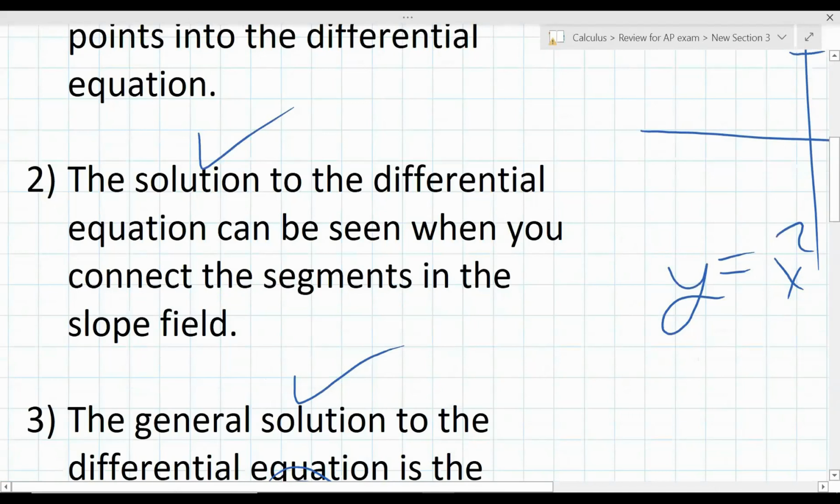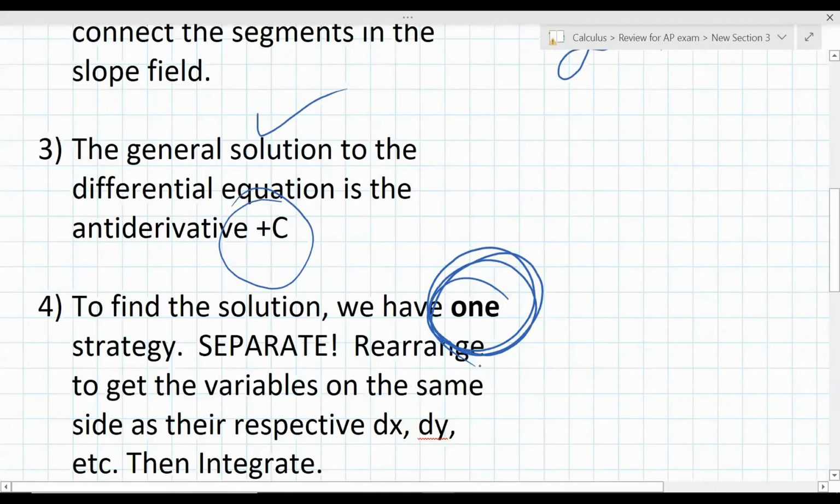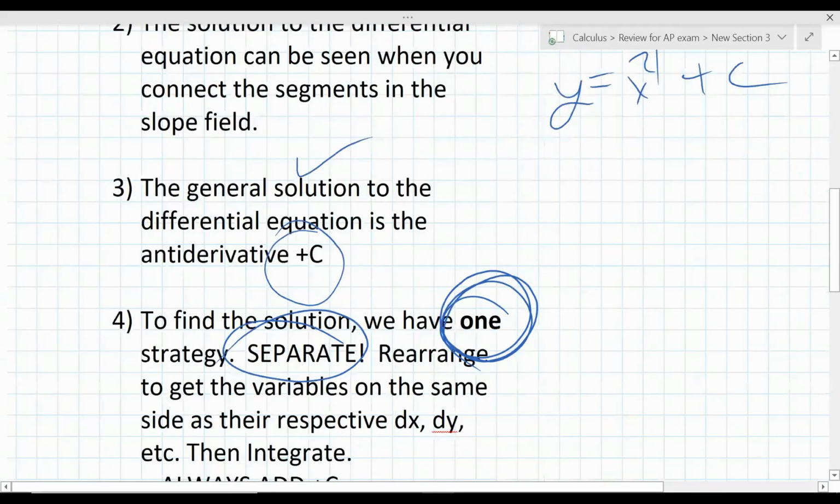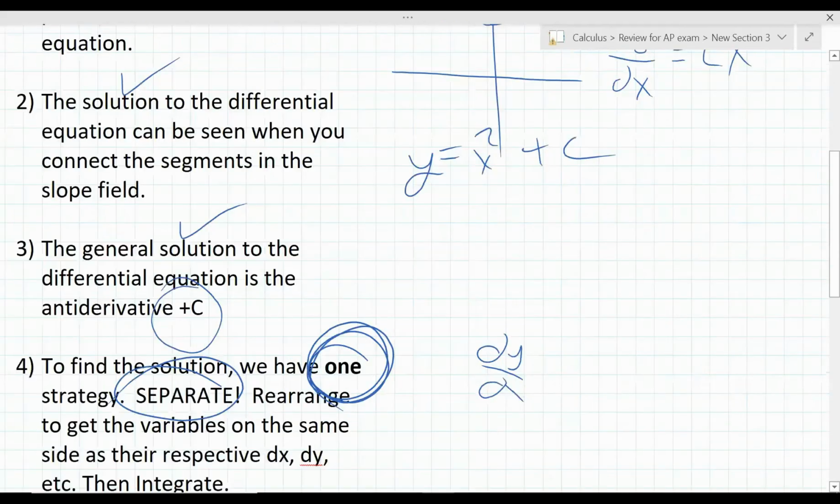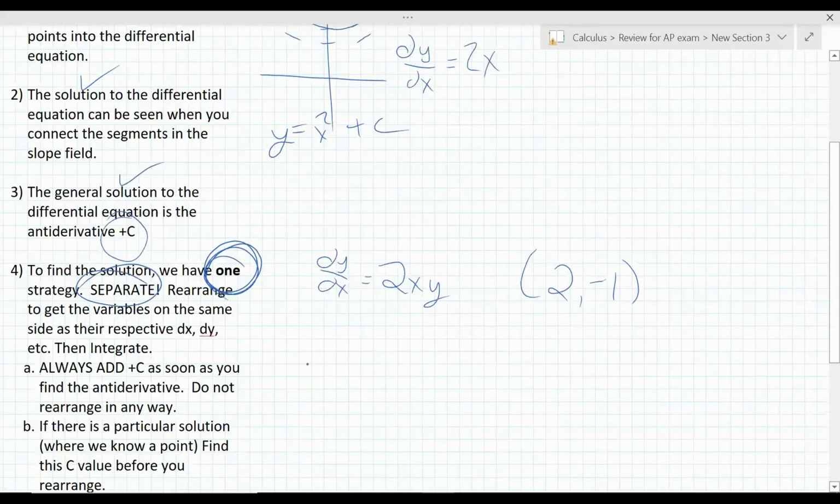We're going to figure out what the shift here is, whatever point that's supposed to go through. So we have one strategy: if you have a differential equation with x's and y's in it, you have to separate them. You've got to get them on the same side. This is that step of dy dx equals 2xy. You're going to have this point. You're going to try to get the y's over here and the x's over here. Then you're going to integrate.